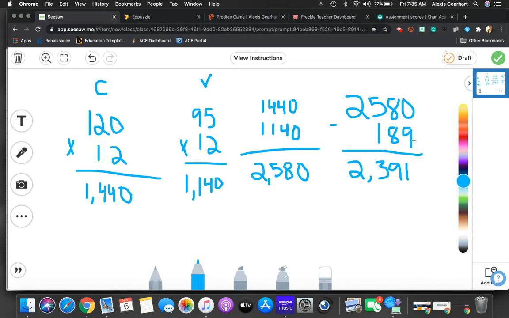They had 189 left. If we were to add these two things together, it's going to equal 2,580, which is what they started with. So that is the answer for the 11.5 question of the day.